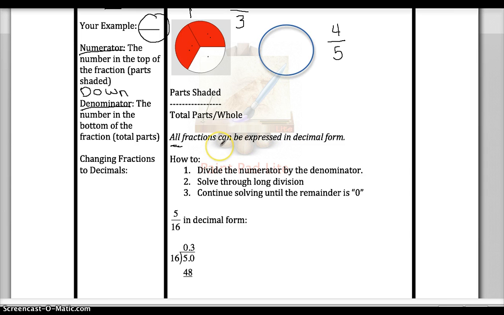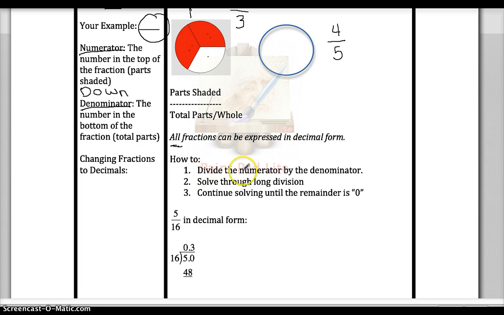So that's really helpful when we can change them back and forth from one to the other. So for now, we're just going to focus on how to change fractions into decimals, not how to change decimals into fractions. We'll do that in the next lesson. So for now, let's look at the steps. This is my how-to section.